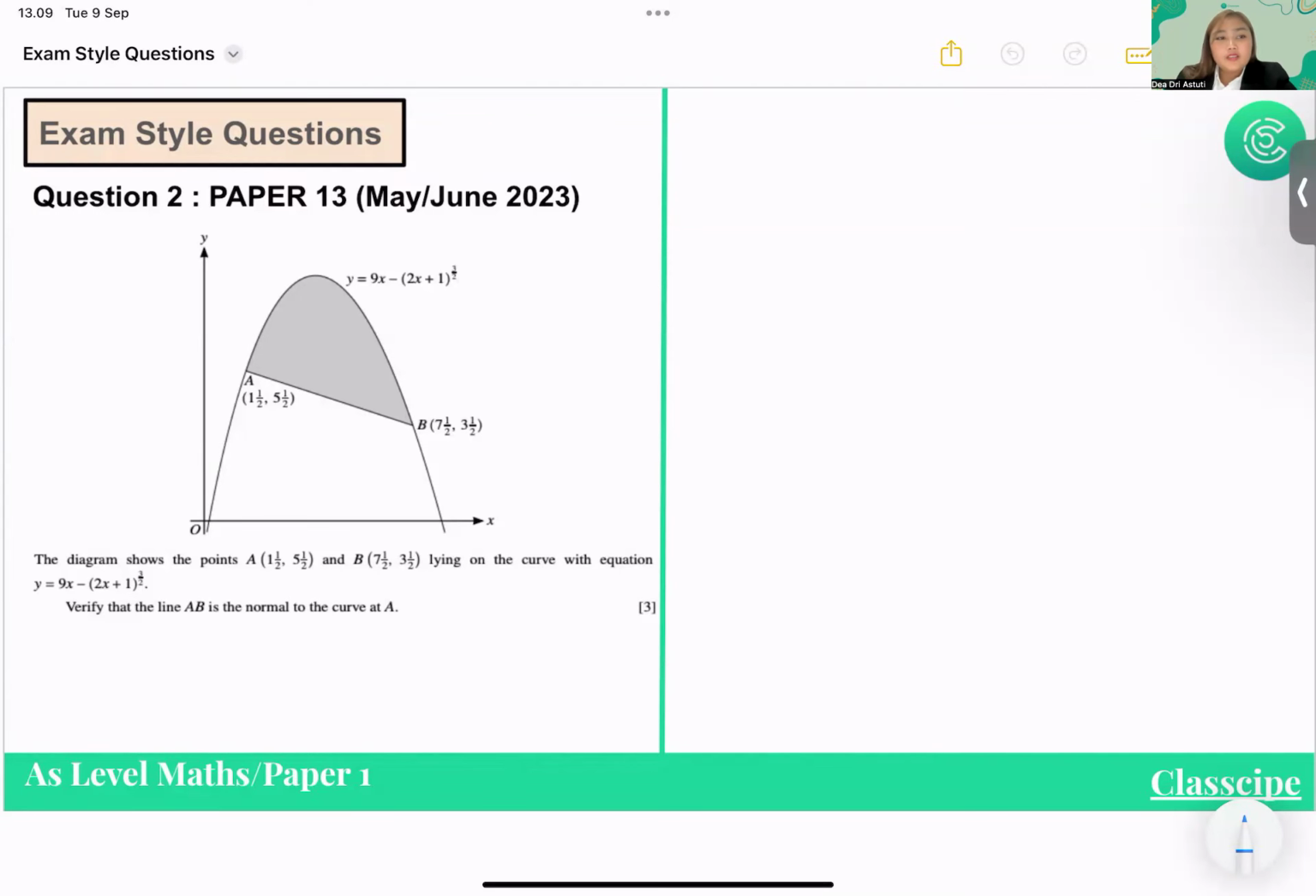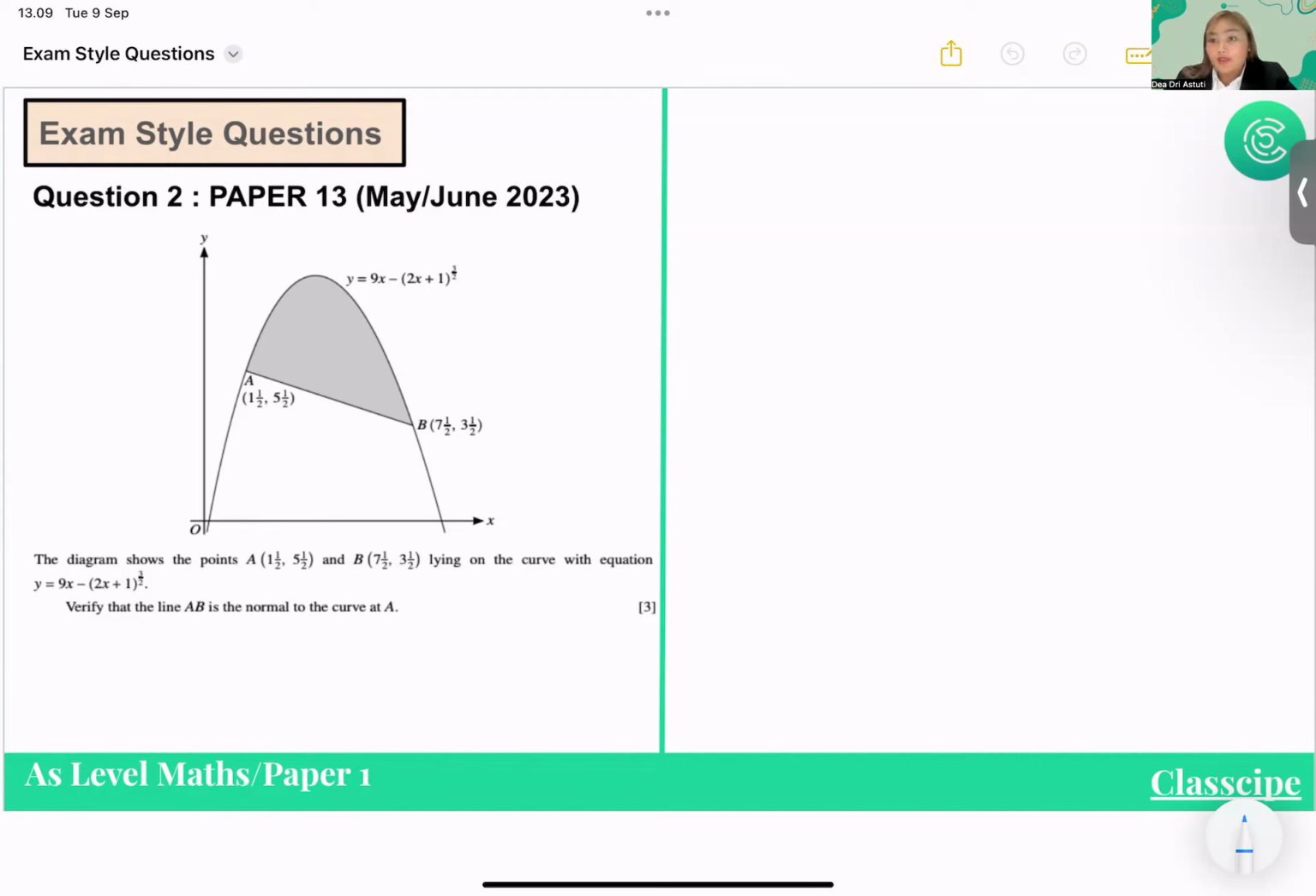Hello, everyone. Welcome back. Today, we are going to solve a question from the exam style questions, paper 1-3, May, June 2023. This question is regarding the tangent line and the normal line. All right, so let's see the question.